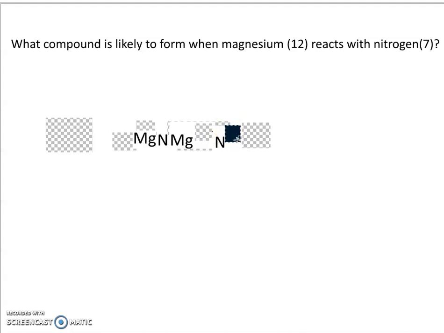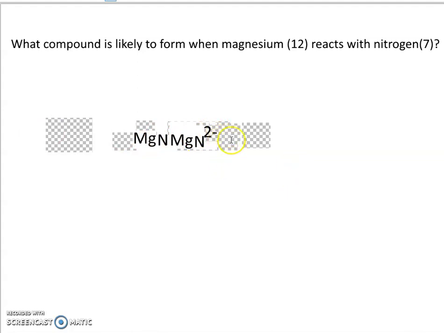3 minus 1 is 2, so we still have 2 negative charges on this nitrogen. However, our compound here is getting pretty big. We've got currently 2 magnesiums stuck to 2 nitrogens. And even though we have 2 magnesium stuck to 2 nitrogens, this nitrogen still has a 2 negative charge.